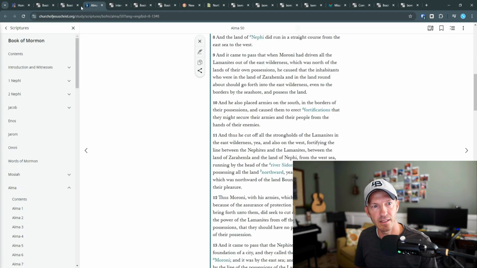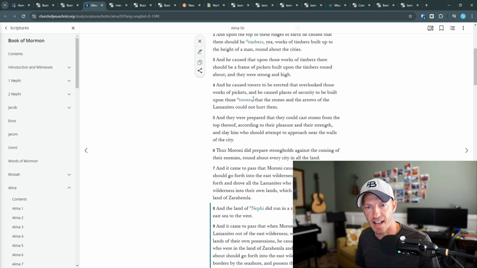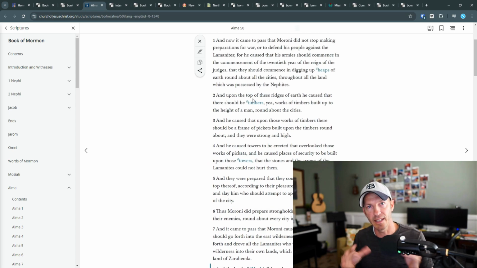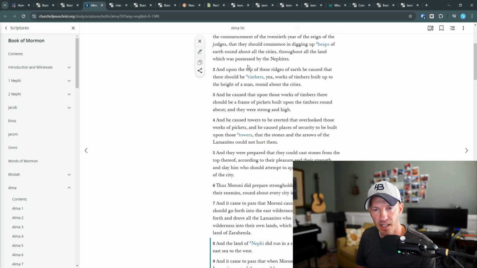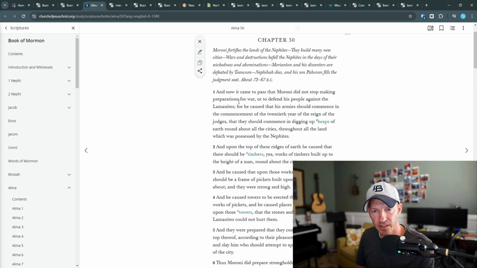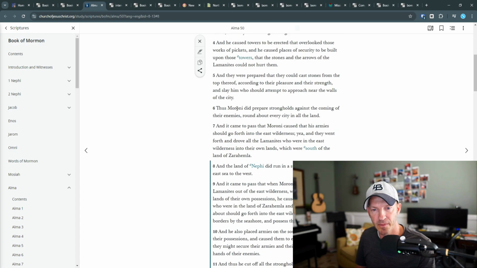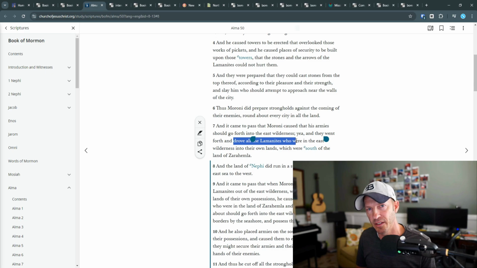If we go to this, we'll see this is after he kicks out the Lamanites, because right in Alma 22 he talks about how they're nearly surrounded by Lamanites. They're going up along the east and the west coast. So after this kind of unprovoked attack that the Lamanites wage against the Nephites, then he comes and he's building all these new fortifications, right? And he prepares strongholds against the coming of their enemies, and he caused his army to go forth in the east wilderness. They went forth and drove all the Lamanites who were in the east wilderness into their own lands, which was south of the land of Zarahemla.